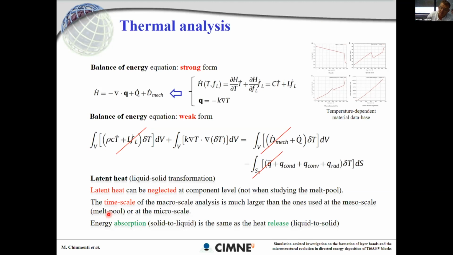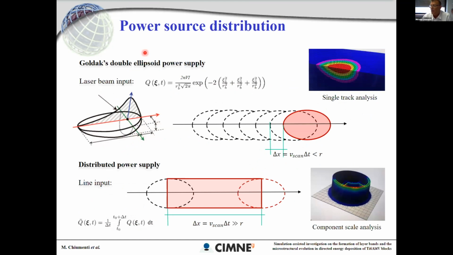This is because typically, once again, the time scale at the macro scale is much larger than the one at the meso scale, meaning at the melt pool. So the heat necessary to melt the material is immediately released through the solidification. So again, typically we have all data which are temperature dependent, and what we need as input is the power source.